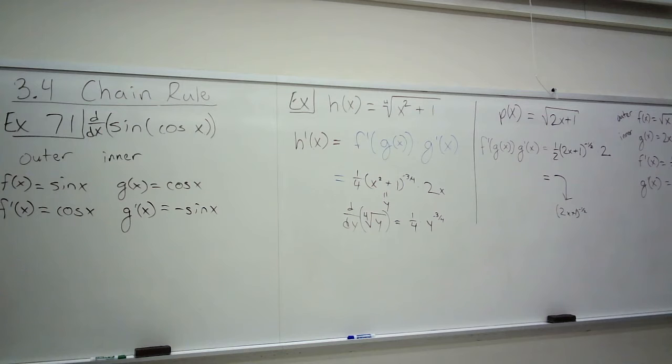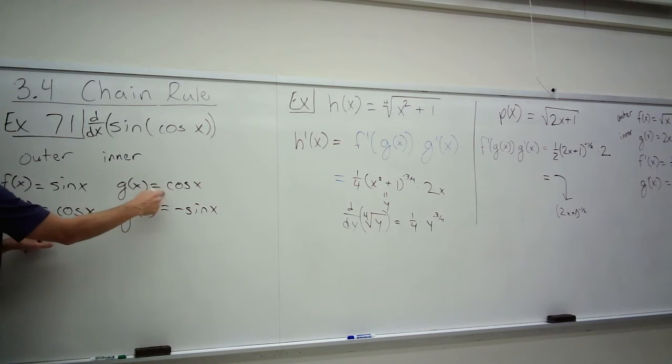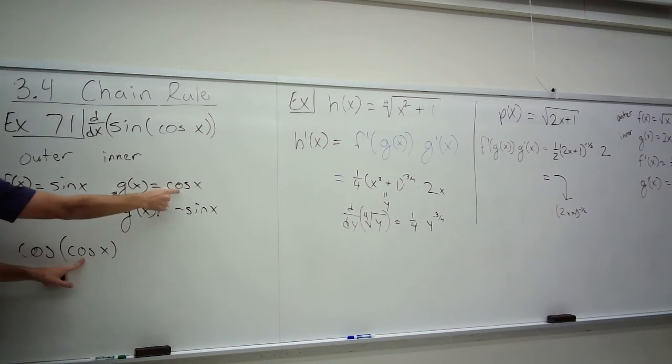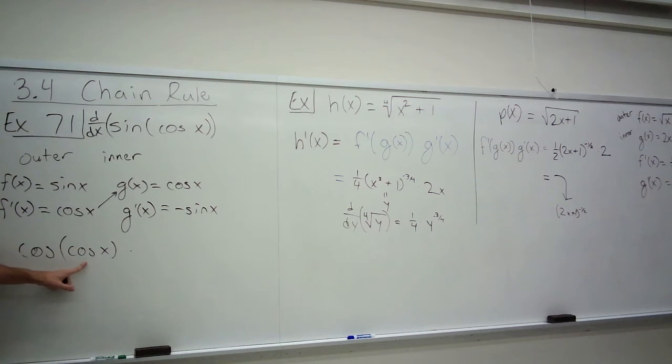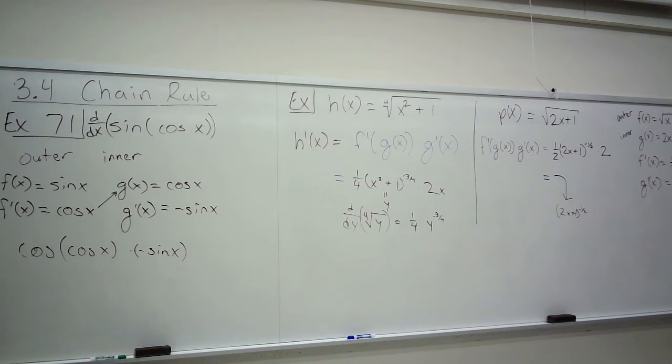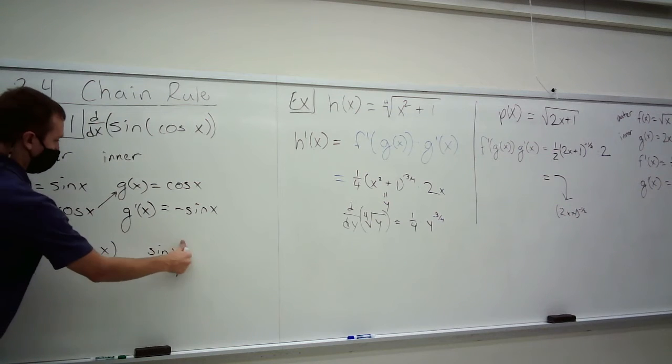Very good. Chain rule says we're going to take the outer's derivative, and we're going to plug in this. So cosine of cosine. Outer's derivative, when you plug in the original inner function, it stays inside. But what then pops out in multiplication is the derivative of the inner. So the derivative is negative cosine of x times sine of x.